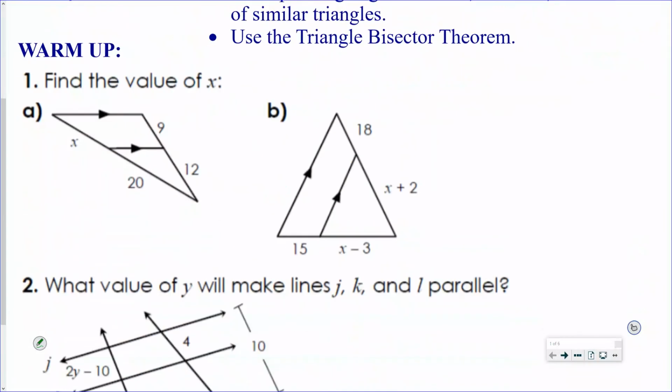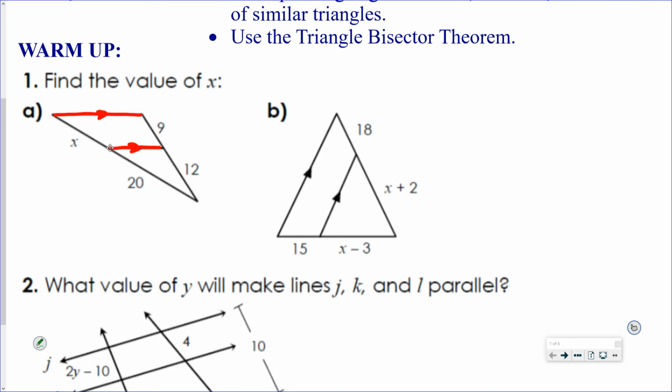All right, number 1A is showing me that this segment inside my triangle is parallel to this third side that it does not intersect. And what we talked about in 7.4 is that it splits the other two sides into proportional segments, or proportional lengths.